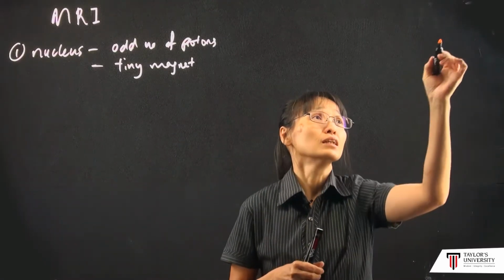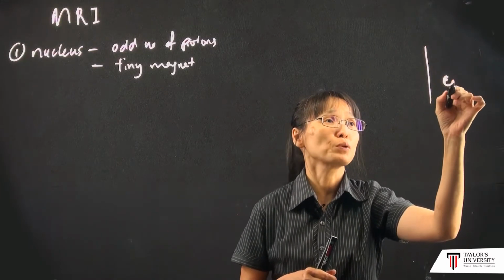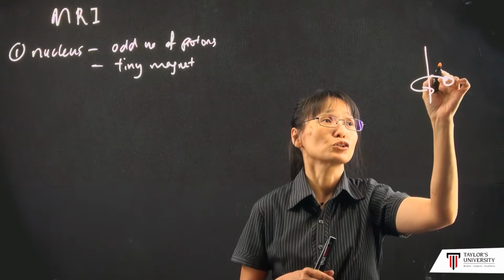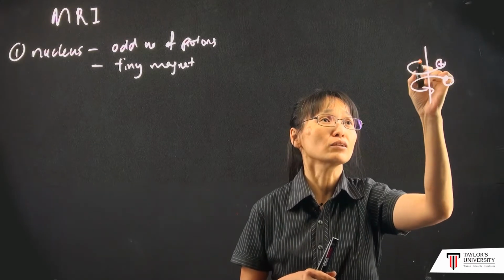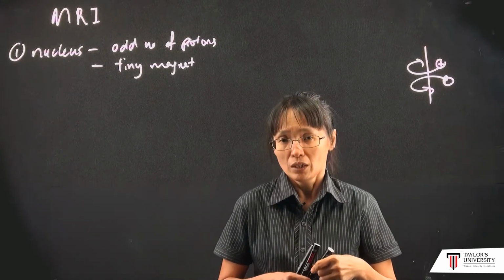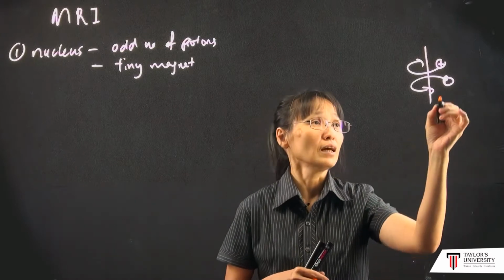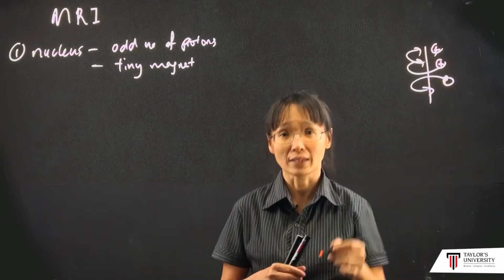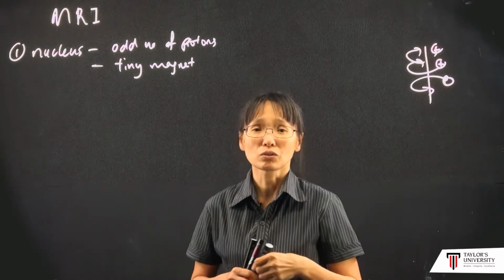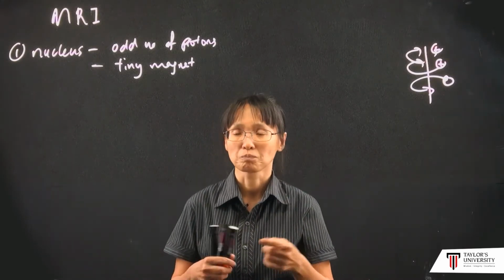So what happens here is, if you have two protons, one spins clockwise, one spins anti-clockwise, they will cancel each other, so there won't be any net magnetic field. If you have three protons, one clockwise, one anti-clockwise, another one anti-clockwise again, there will be a net magnetic field. So therefore, nuclei with uneven numbers of protons behave like a tiny magnet.